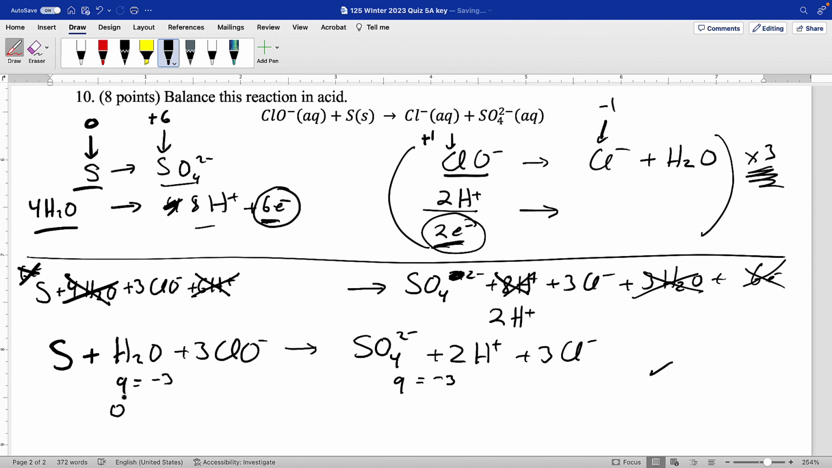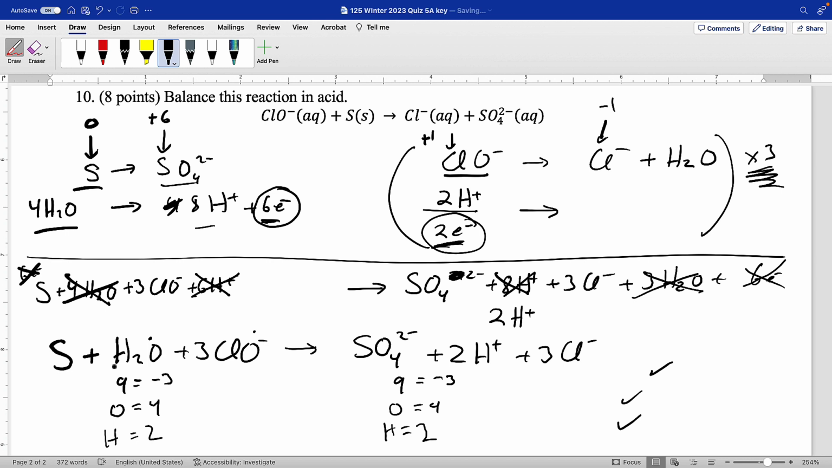We do oxygen. We've got 1 from the water. We've got 3 over here, so that's 4. We come over to the right-hand side. We've got 4 in our sulfate. That's the only place, so oxygen, 4 checks out. We do hydrogen. We've got 2 from the water on the left and 2 from the hydrogen ions on the right, so H equals 2, H equals 2, so that checks out.